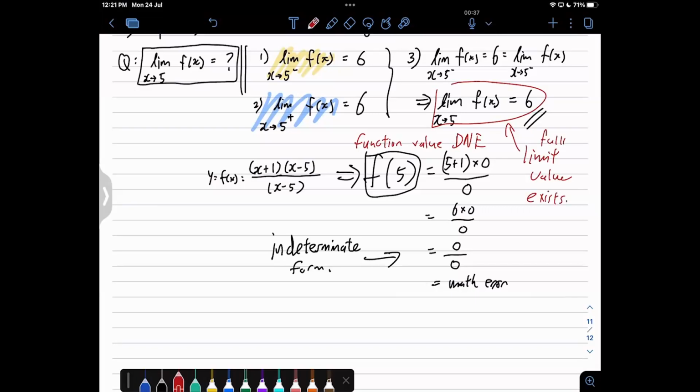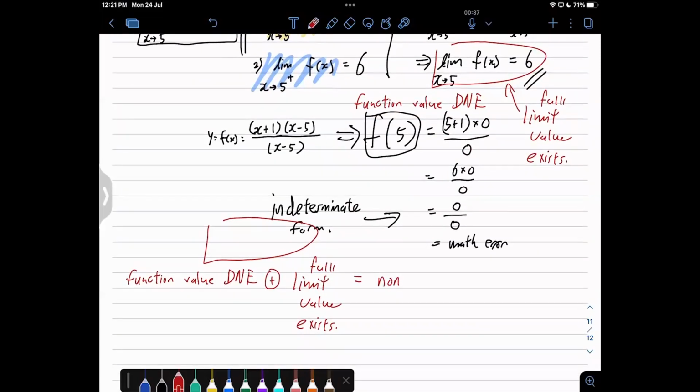In this case, we say that the function is not continuous. When the limit can exist, but the function value does not exist, we call this a function which is not continuous. Function value does not exist. However, the full limit value exists. Equals to... function is not continuous. f of x not continuous. Is that okay?